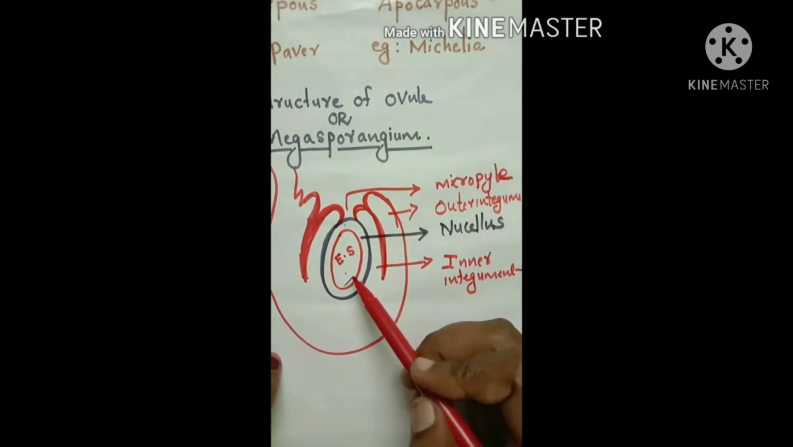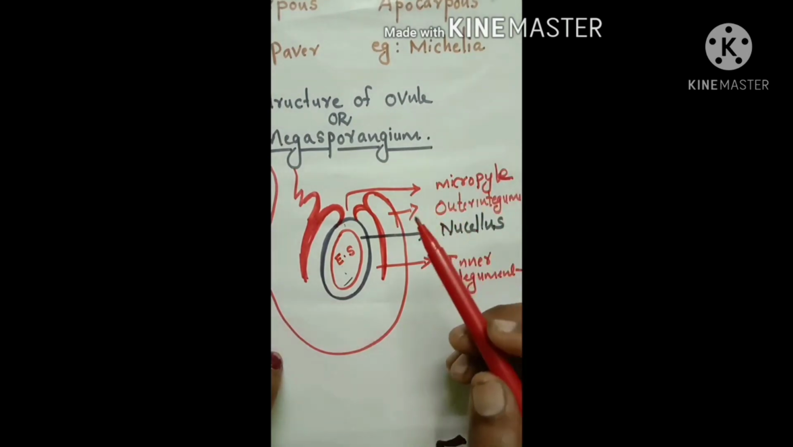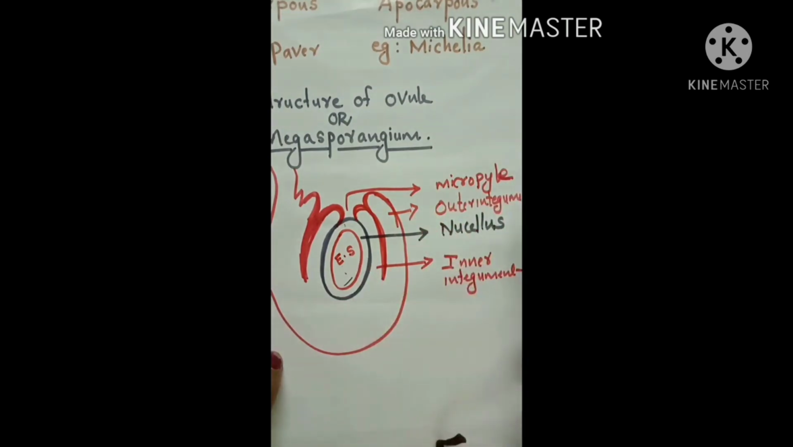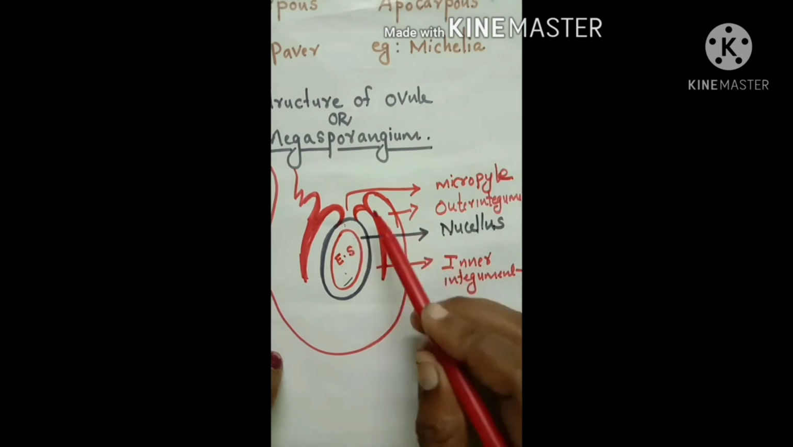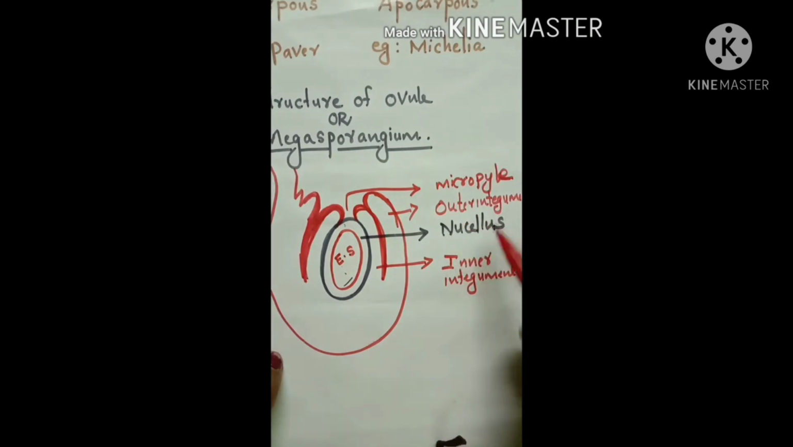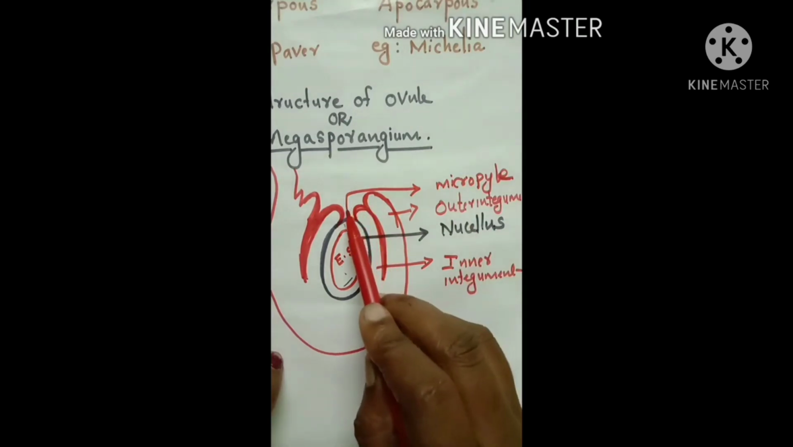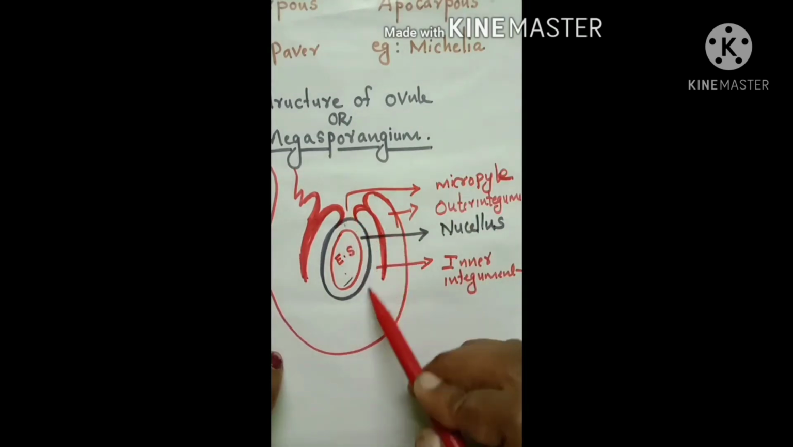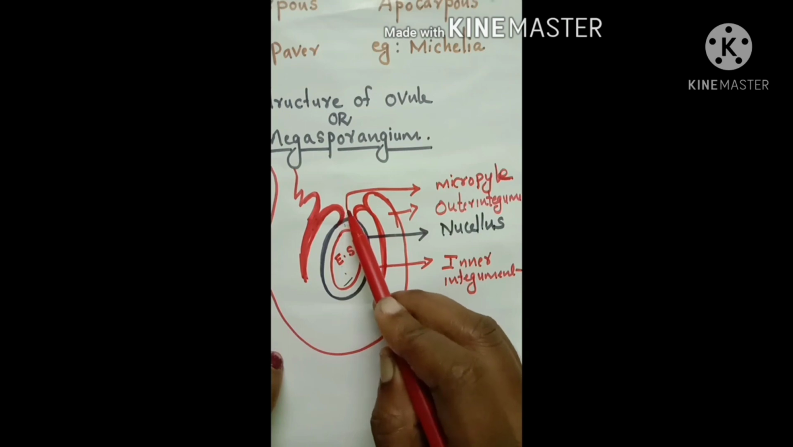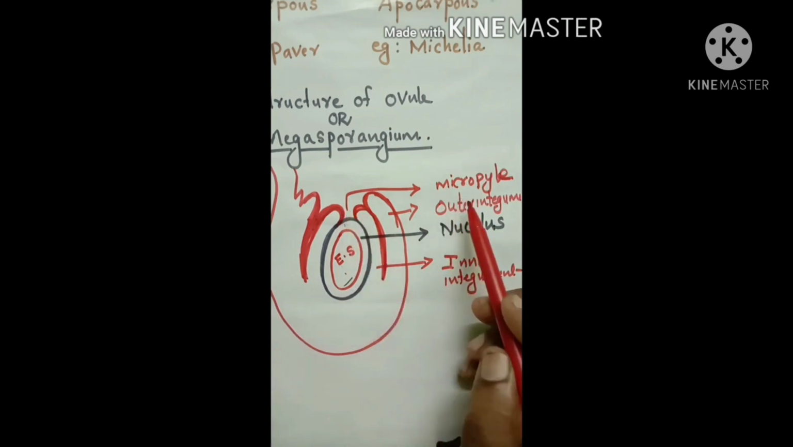Listen, ovule is converted to what? Seed, isn't it? Ovule is converted to seed. At that time, the outer covering of the ovule, the outer integument and inner integument, is converted to what? Seed coat, isn't it? So ovule is converted to seed, and the integuments are converted to seed coat. So how is this micropyle formed? This integument will encircle the nucellus except at the tip portion called a micropyle.